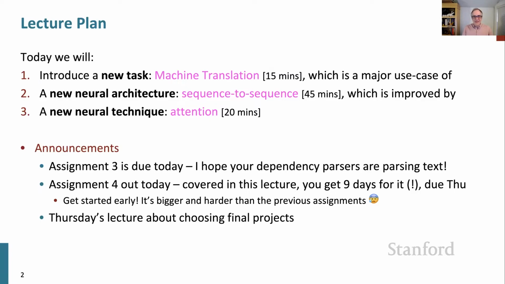Just checking everyone's keeping up with what's happening. So first of all, assignment 3 is due today. So hopefully you've all gotten your neural dependency parsers parsing text well. At the same time, assignment 4 is out today. And really today's lecture is the primary content for what you'll be using for building your assignment 4 systems. Switching it up for a little, for assignment 4, we give you a mighty 2 extra days. So you get 9 days for it, and it's due on Thursday. On the other hand, please be aware that assignment 4 is bigger and harder than the previous assignments. So do make sure you get started on it early. And then, as I mentioned, Thursday, I'll turn to final projects.